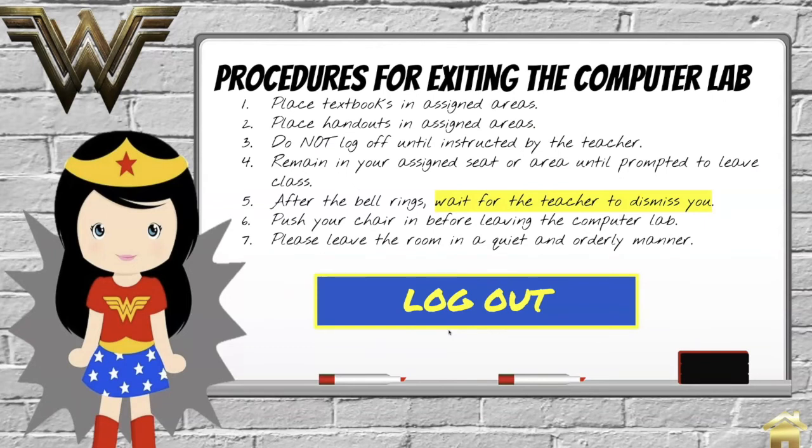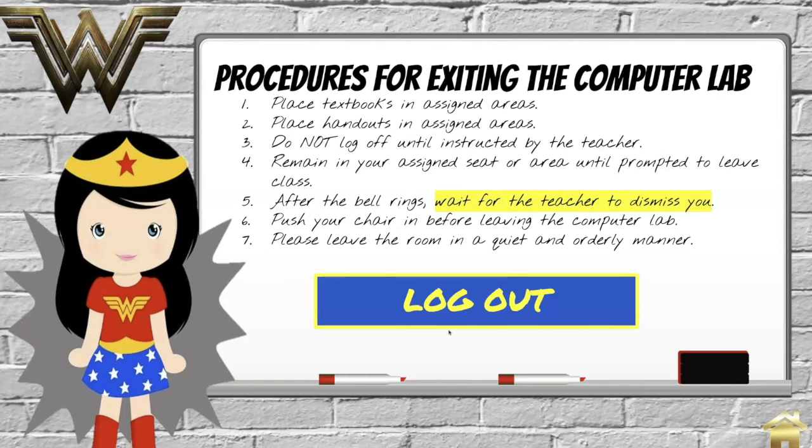Procedures for exiting the computer lab. Number 1 and number 2, place any textbooks or handouts in the assigned areas. Number 3, do not log off until instructed by the teacher. Number 4, remain in your assigned seat or area until prompted to leave class. Number 5, after the bell rings, wait for the teacher to dismiss you.